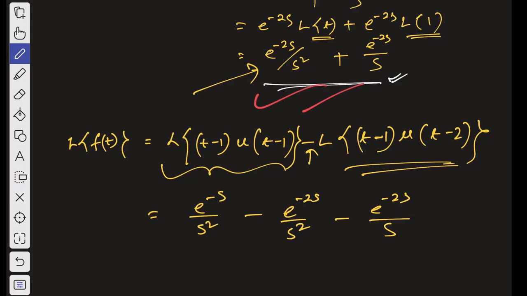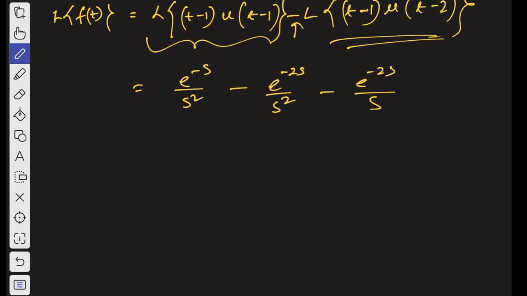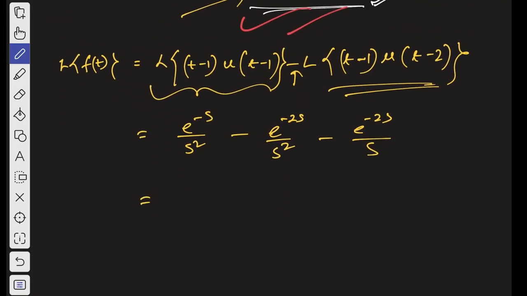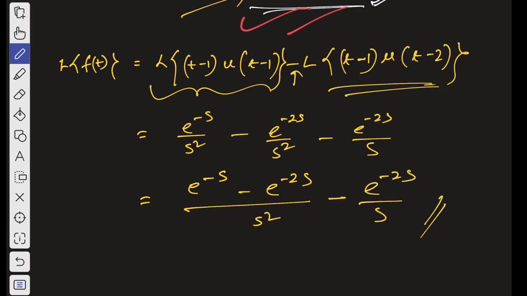Now if you simplify this, then what you will get? So let me scroll down the page, e to the power minus s minus e to the power minus twice s by s square minus e to the power minus twice s by s. That's what you will get. So that is our result. So let us solve one more question.